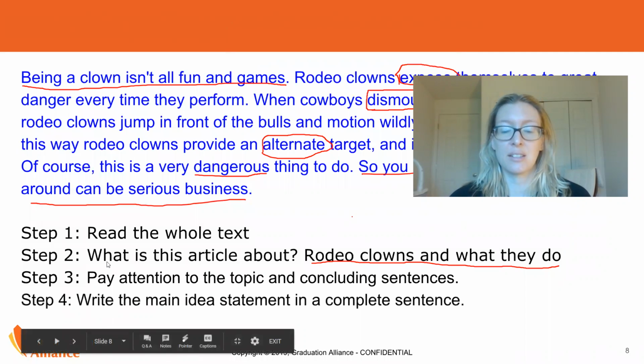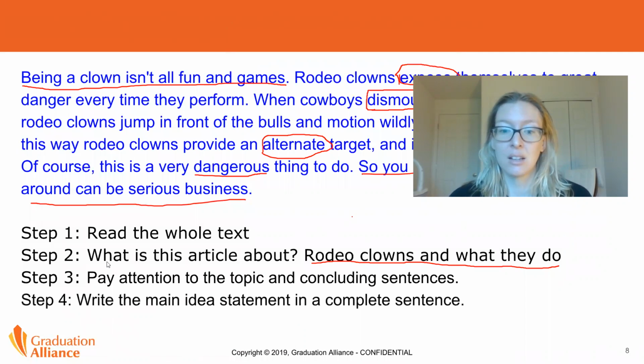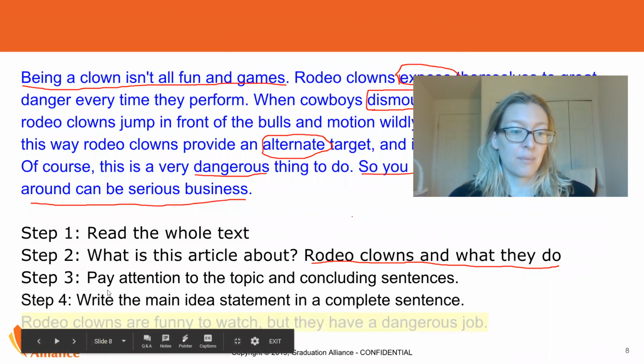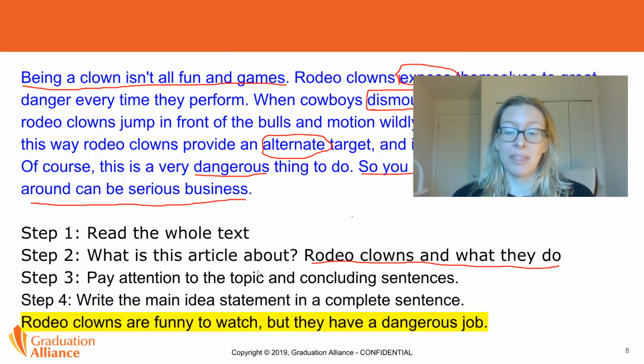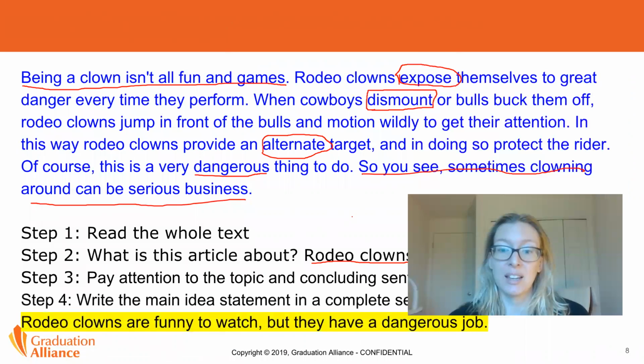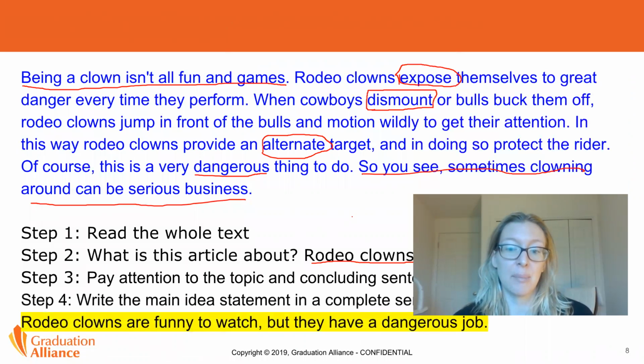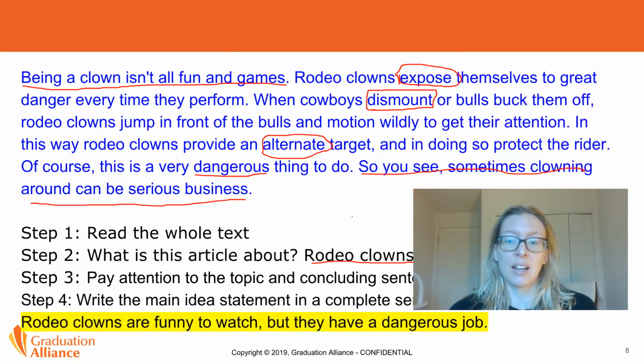Okay, write the main idea statement in a complete sentence, which is step number 4. And here we have, rodeo clowns are funny to watch, but they have a dangerous job. That's it. That's your main idea. So it's written in a complete sentence. I went through all 4 of the steps, and I gave a general idea of what the paragraph is about.